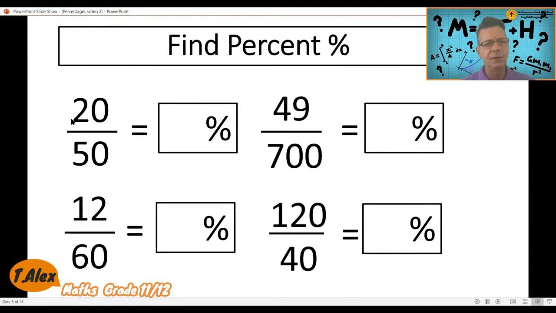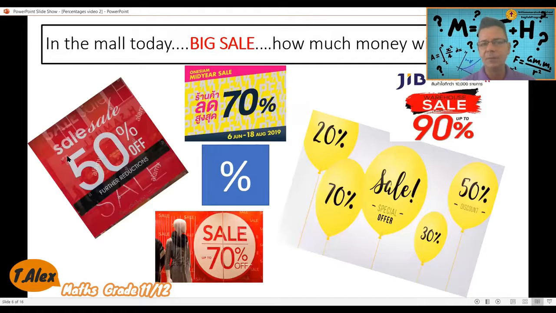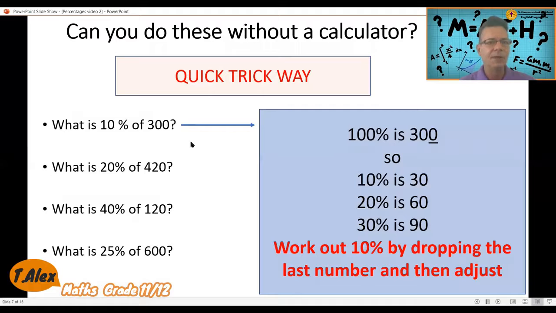It's not so difficult. Now I would like to show you a trick to work out the percent of a number when you're in a shop. We see 50% discount, 70%, 90. You can get out your calculator and multiply the price of something by 70 over 100. But it is better if you can do it quickly in your head. Now, the quick trick way.